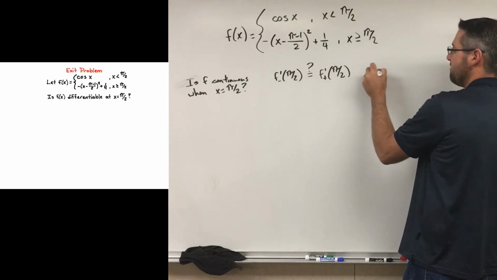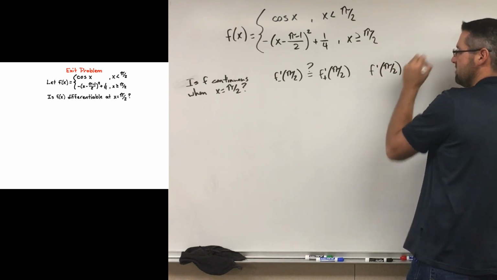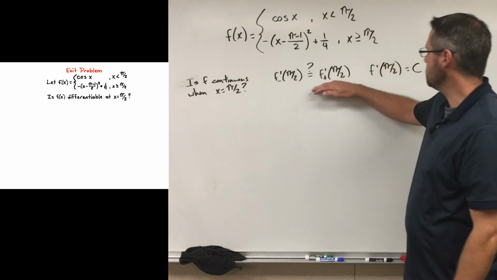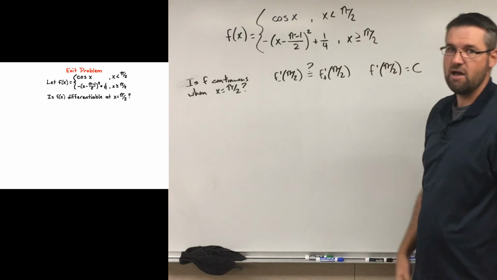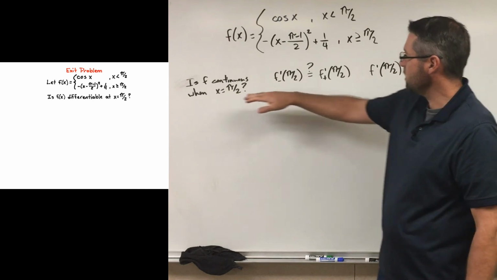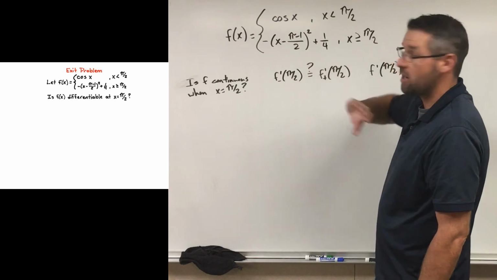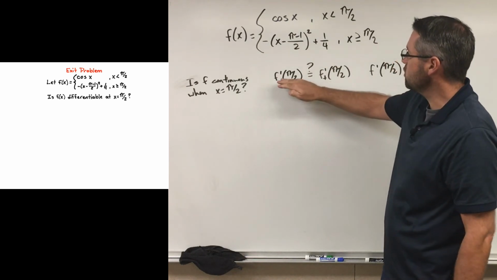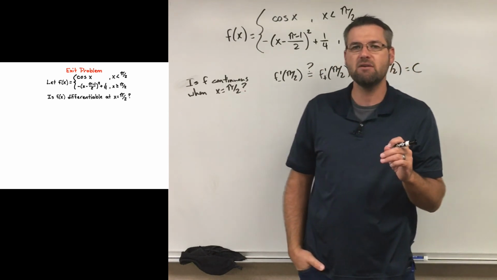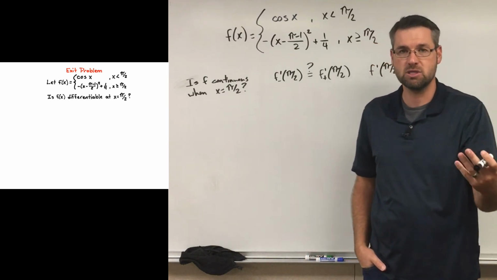And then we have to see if f prime of pi over 2 is some constant value, not infinity or negative infinity. Now, if this is true, and if this is true, then we have a function that's differentiable at pi over 2. Now, we can figure out if f is continuous without a calculator. But we don't know how to find the derivative of cosine yet. Now, in a previous lesson, I had you experiment with the sine function, and you should remember that the derivative of sine of x is cosine of x.